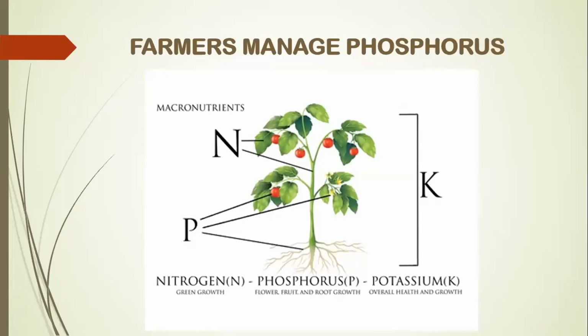Farmers manage phosphorus. This is a macronutrient. It's part of the NPK fertilizer or plant food formulation. Nitrogen is good for the green growth of plants. Phosphorus is largely utilized in plant physiology related to flower formation, fruit formation, and root growth. Potassium addresses the overall health and growth of the cells of a plant. Next slide.